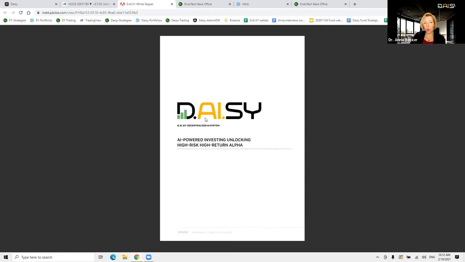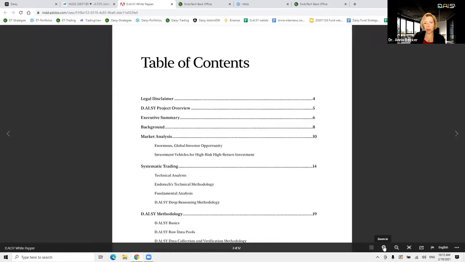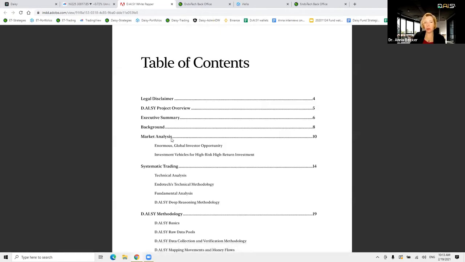So what this project is about is unlocking high risk, high return alpha. And once you start reading it, this is the part that's important for me to explain to you. The structure of the white paper is the following. We start with a standard explanation about who the clients for the Daisy project are, who the participants of the Daisy project are, and how the Daisy project is structured within Endotech and the rest of the group.